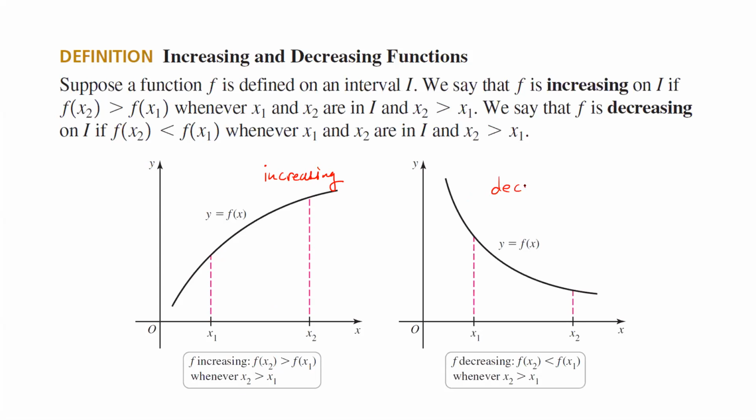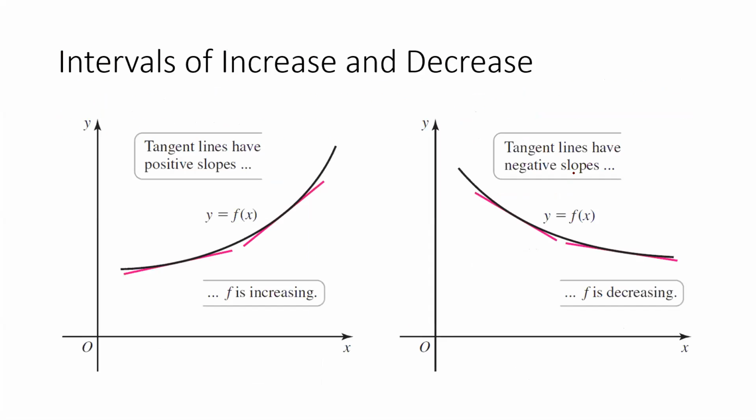Over here we have a decreasing function, meaning that the function values are getting smaller as it goes to the right. In other words, f of x2 is smaller than f of x1 when x2 is larger than x1. So it goes down, the function values decrease as it goes to the right. So how does that relate to the slope? When we have an increasing function like this, the slope of the tangent line is always a positive value. When we have a decreasing function like this, the slope of the tangent line is always a negative value.